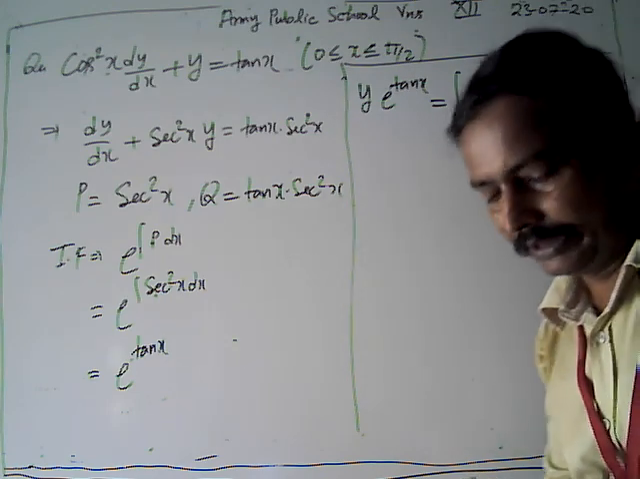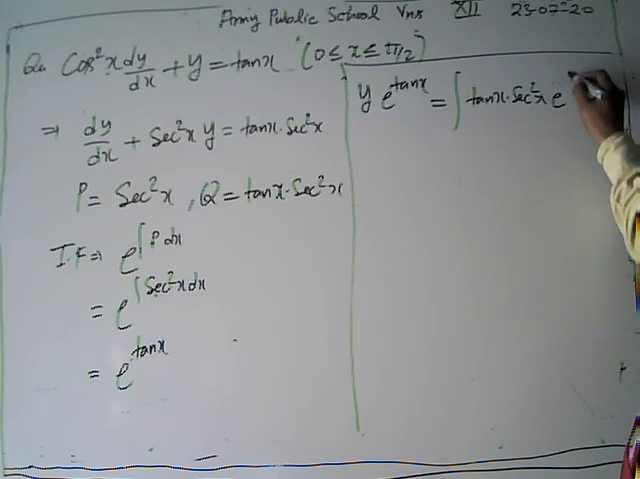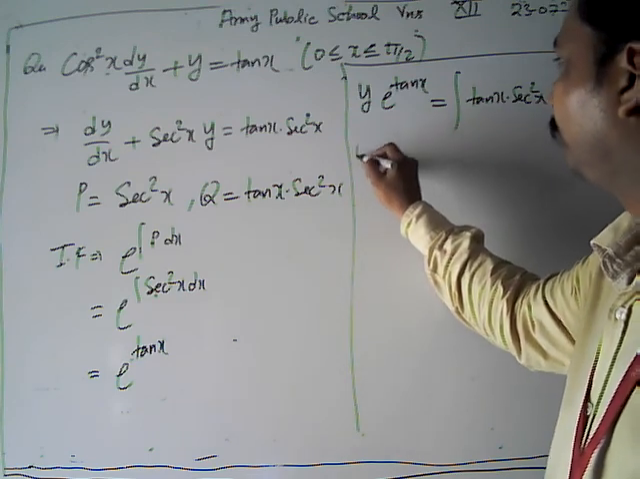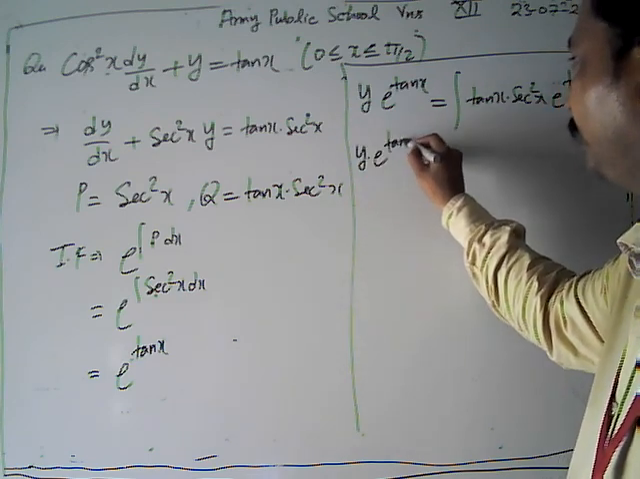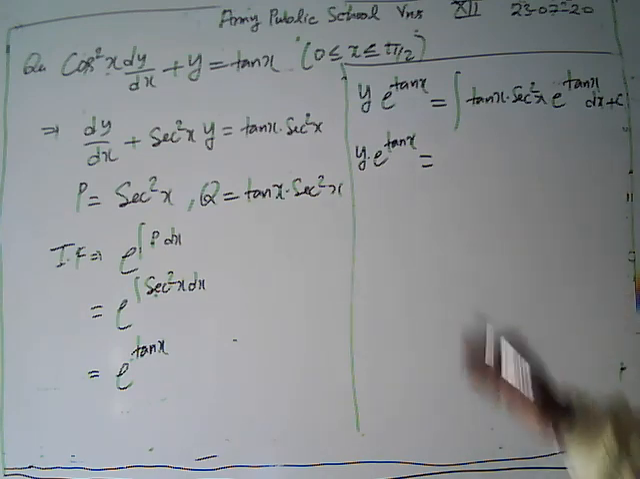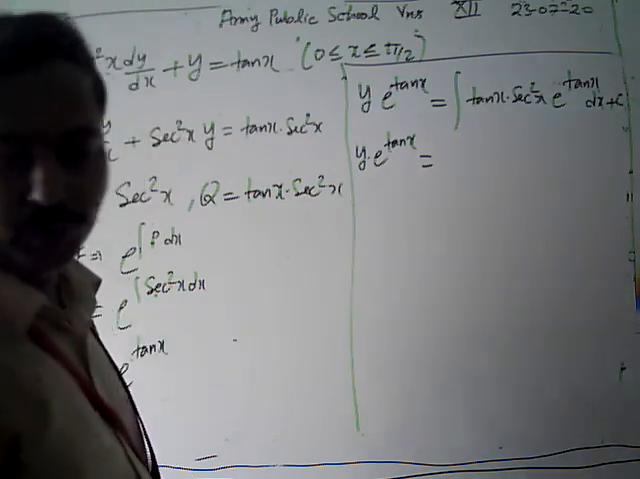Sorry, it's tan x. Then we have to multiply with our IF. Our q is tan x into sec square x. Then what is our IF? It's e to power tan x. Then dx and plus c. Now we have to integrate. What is our integration? tan x into sec square x into e to power tan x.